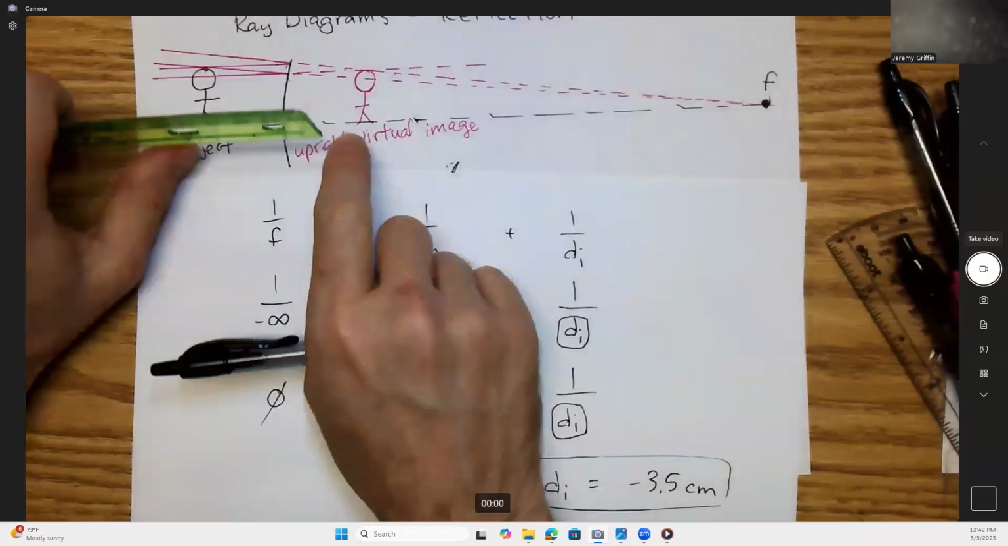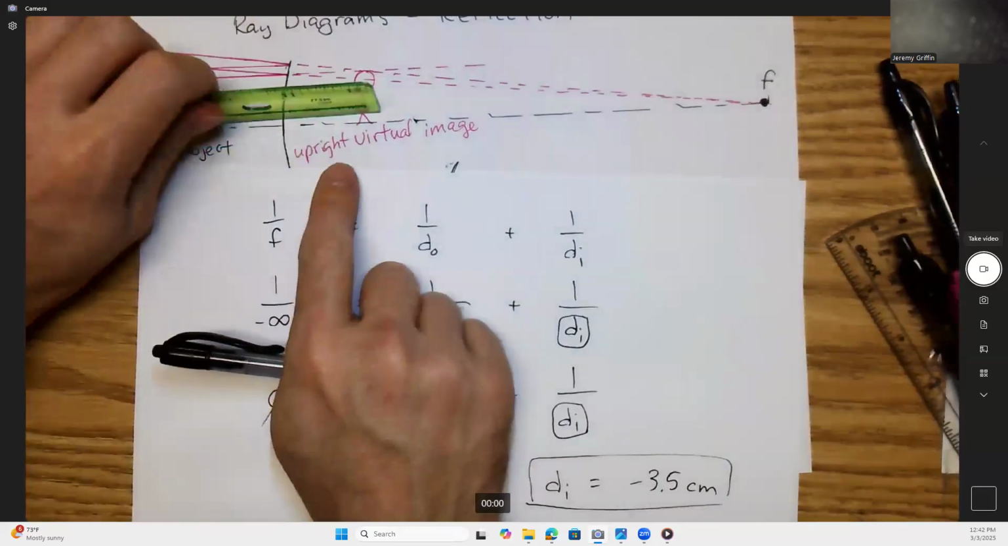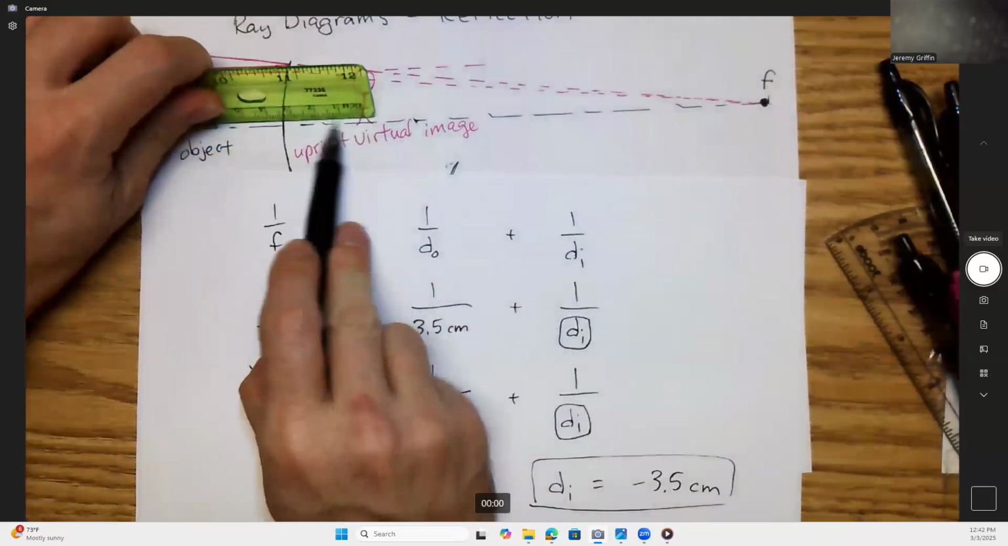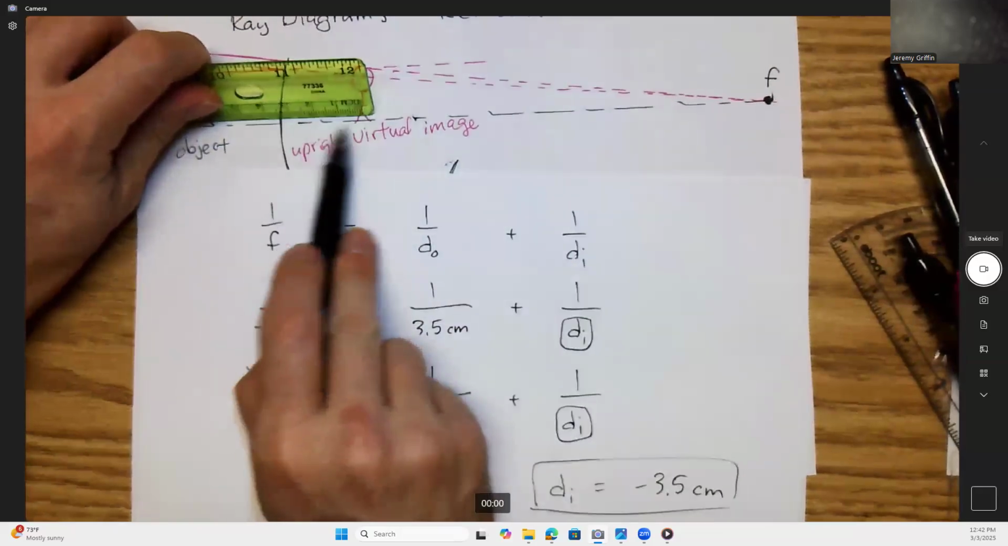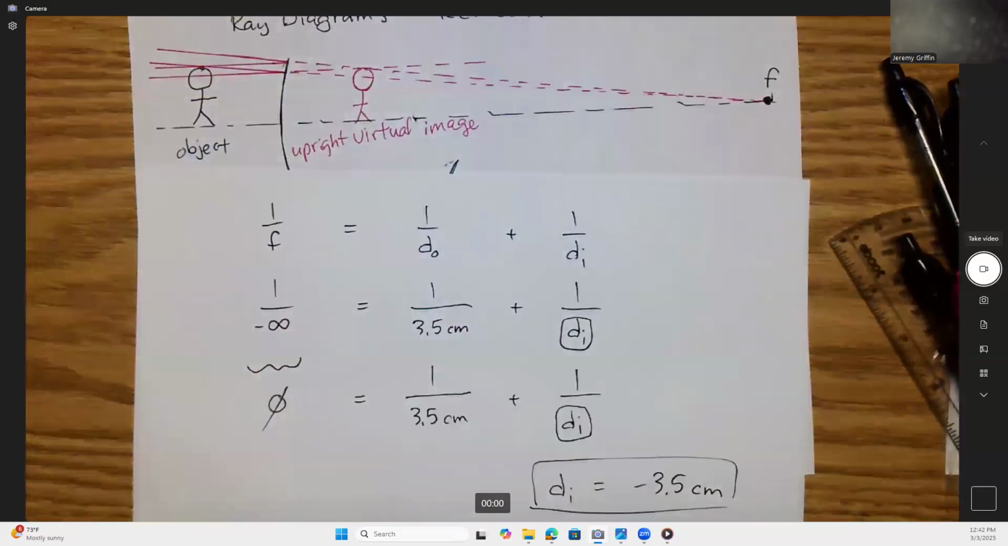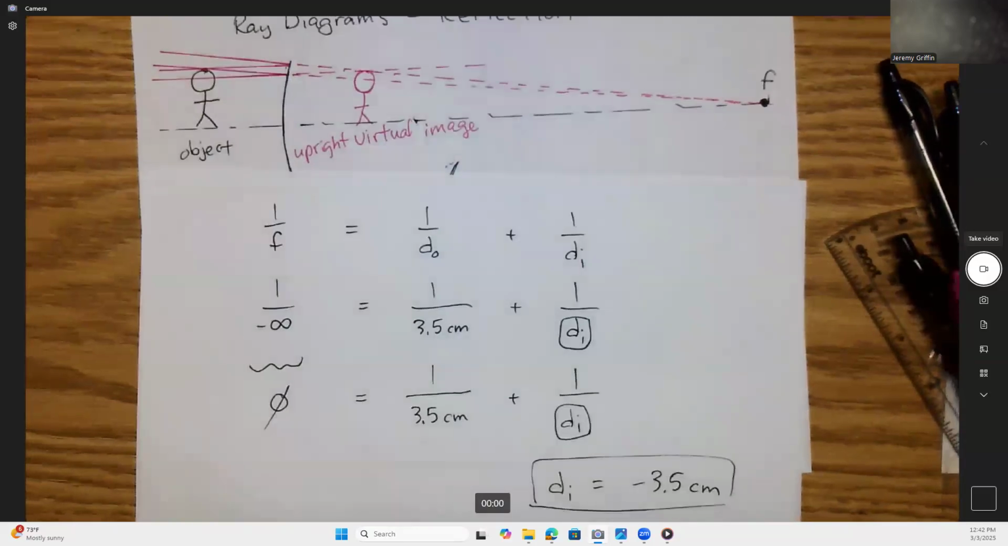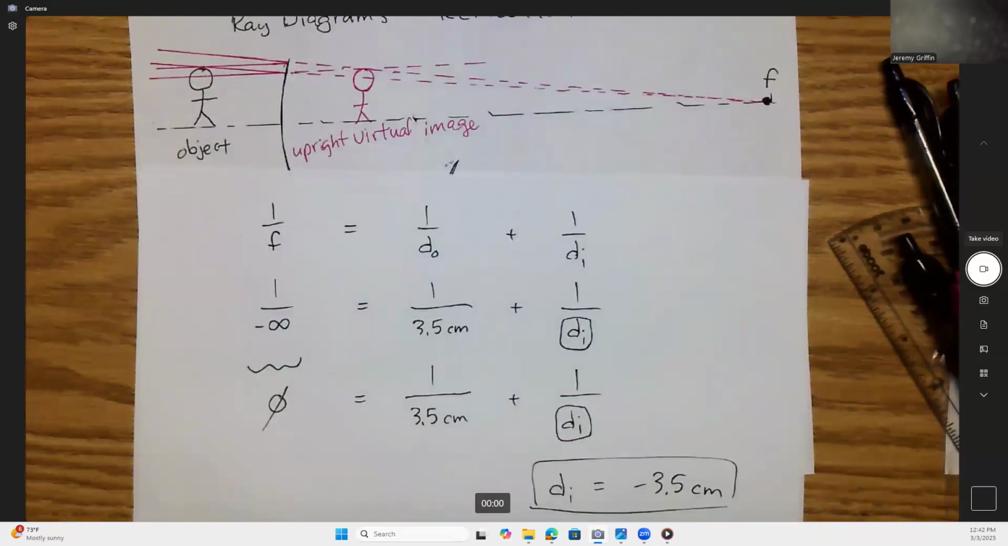And last thing, let me make my measurement, make sure this distance right here. Yep, that's 3.5 centimeters on the opposite side. That matches my math. So my picture and my math aligned. They both tell the same story. You guys see that? Right.